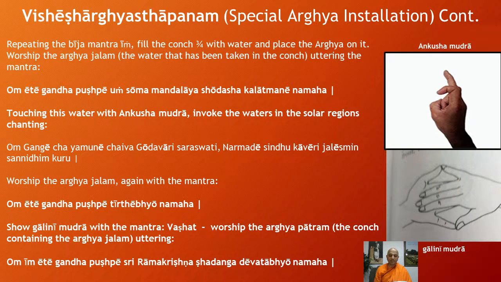Ete Gandha Pushpe: this flower smeared with sandal paste, we are offering to Sri Ramakrishna. Sri Ramakrishna Shadanga Deva, not to Ramakrishna himself, but to the deities accompanying Sri Ramakrishna. The Shadanga Devatas always come with, or follow, the deity. They come before the deity arrives and make ready the place for him to come. Suppose a king, a president or a minister is coming: beforehand you can see the security and other people making all the arrangements before his arrival. Like that, the Shadanga Devatas make all the arrangements before the Lord comes to that place. We are worshipping those Shadanga Devatas.